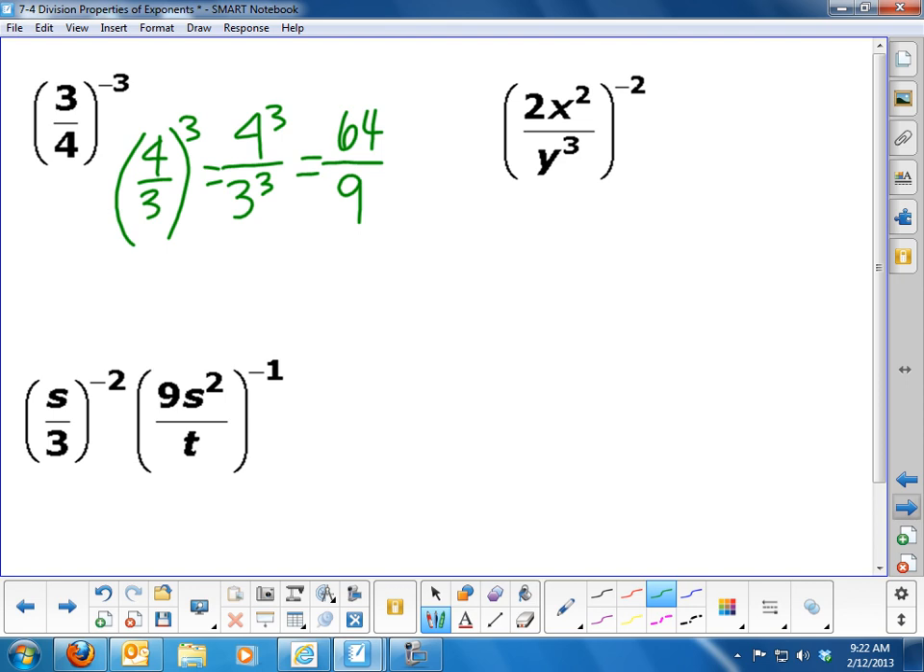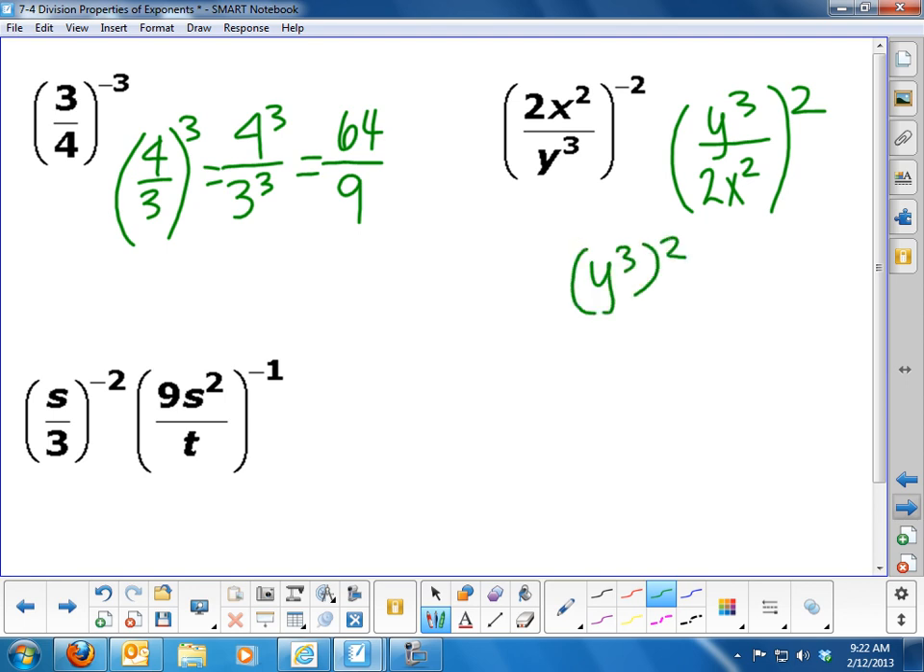All right. Next one. I have a negative exponent, so I'm going to take the reciprocal. I'm going to put the denominator in the numerator, and the numerator now goes in the denominator with a positive 2 exponent now. To finish simplifying this, I'm going to have y to the 3rd being squared, and my denominator, 2x squared, is being squared. Remember, each numerator and denominator get that exponent.